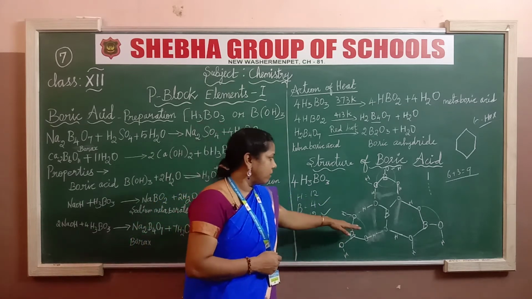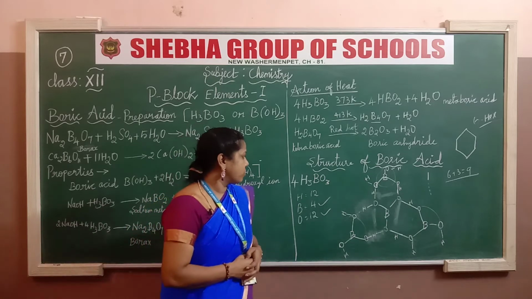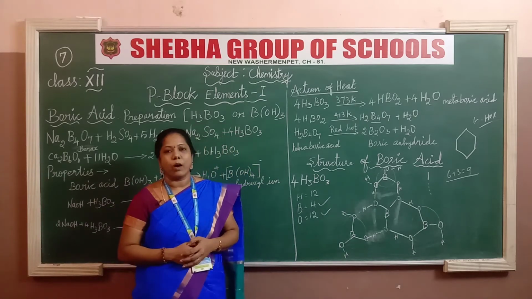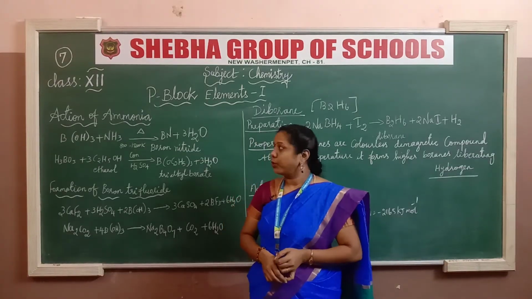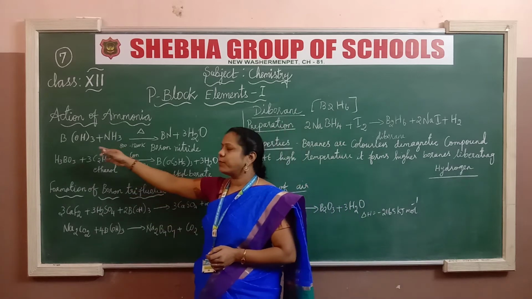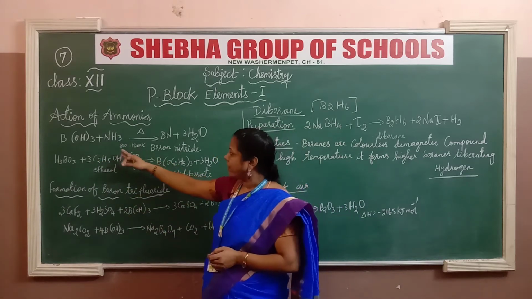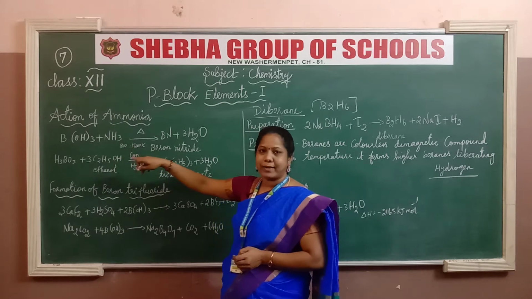In this, the question will come in your 2 mark question in your question paper. So you people have to understand how to draw the boric acid. Okay, now go for the action of ammonia on boric acid. In this, boric acid has to react with ammonia at 800 to 1200 Kelvin of heat.